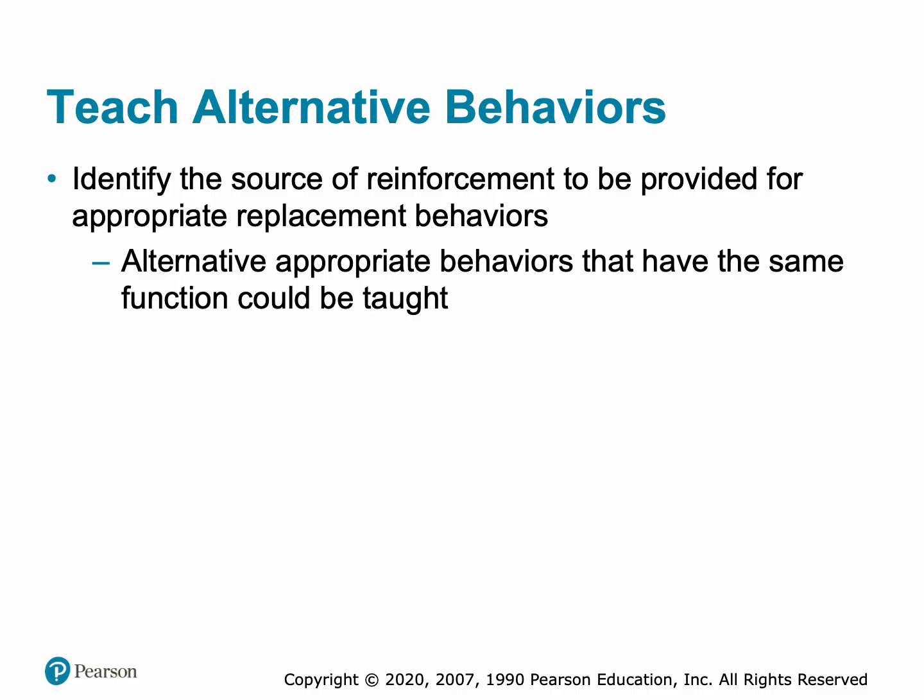As I just mentioned, we can teach alternative behaviors when we are working with our clients to try to reduce the need for them to engage in the problem behavior. We basically want to identify the source of reinforcement and have the alternative appropriate behavior that we're trying to teach contact reinforcement. And since they're contacting reinforcement through that alternative appropriate behavior, they don't have the need to engage in the maladaptive behavior.